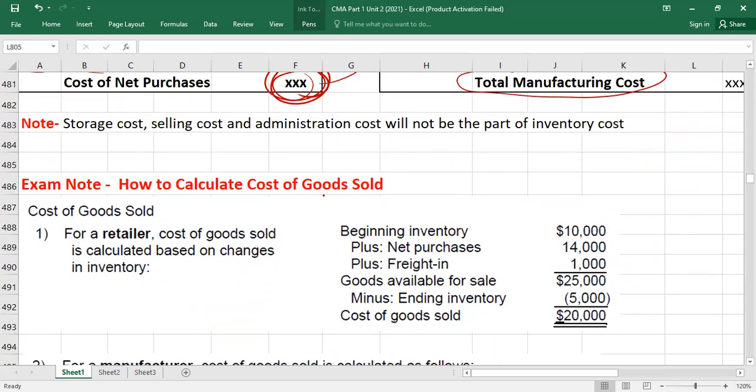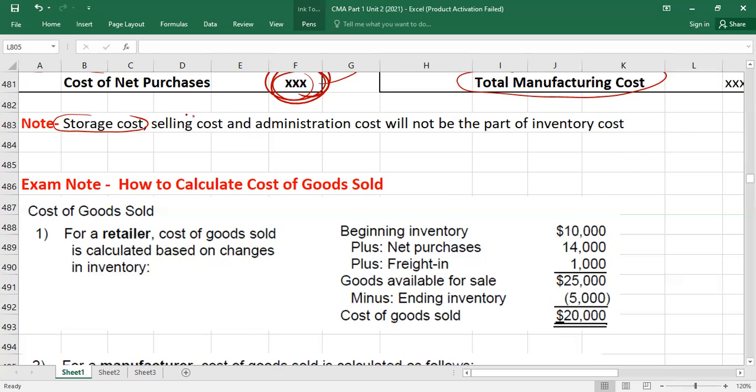Please note, this is a really important note. I said inventory should be recorded initially at cost, and I told you what components will be part of cost. Please note, these components will not be part of the cost of inventory. Which components? Number one, storage cost. Don't include it in the cost of inventory, because this cost is not necessary to bring the asset to its present location or to ready-to-use condition.